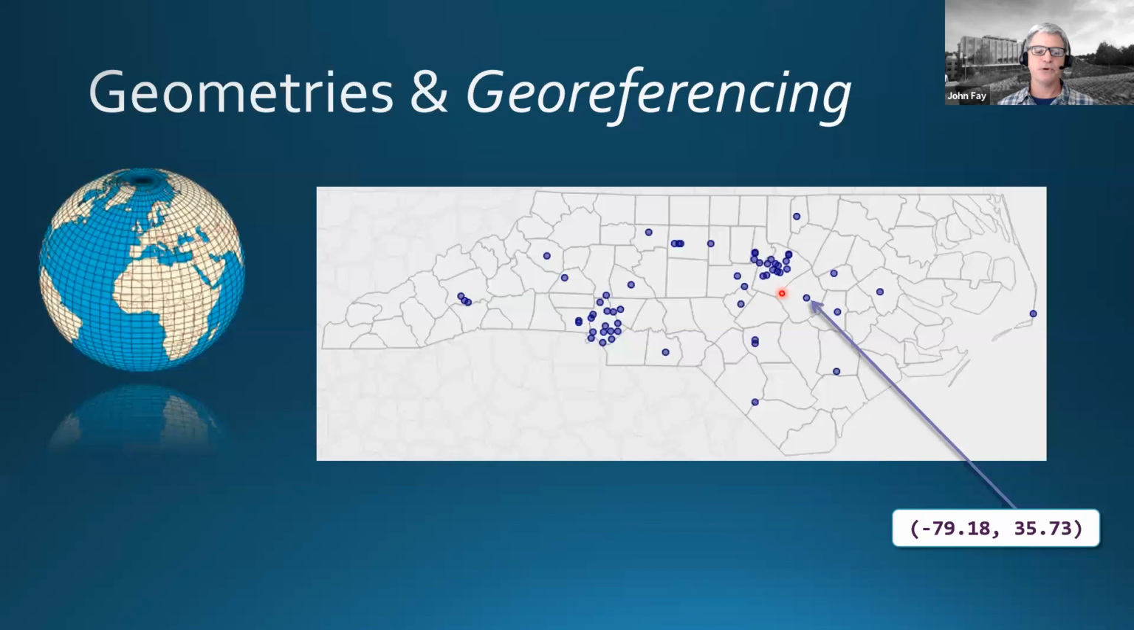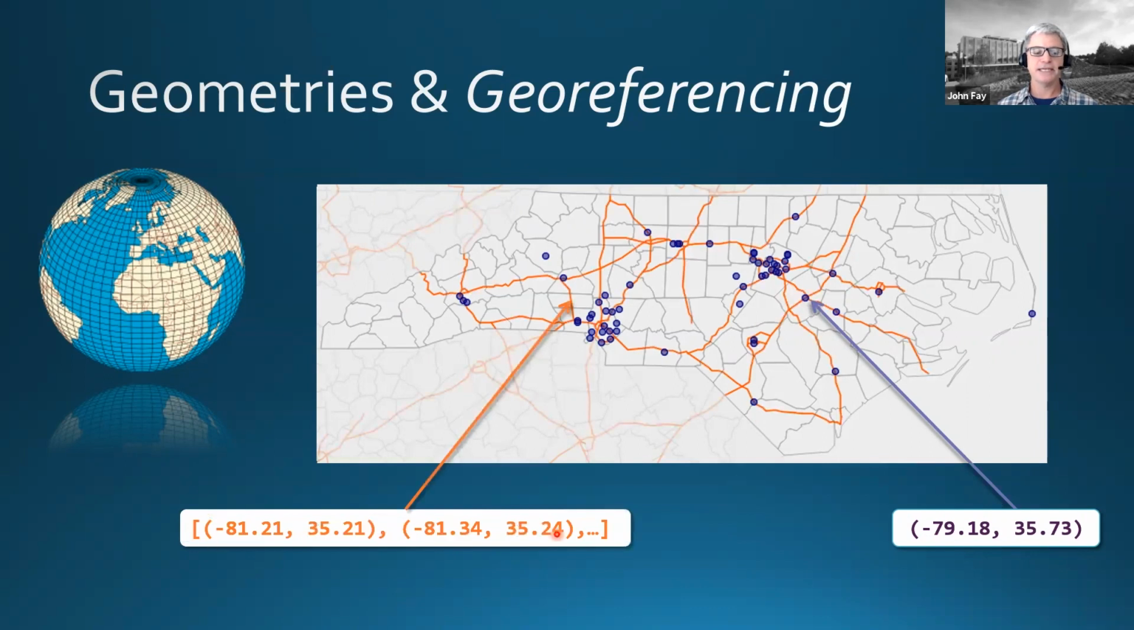You can see I'm just pointing to one feature here. And here's its longitude, 79.18 degrees west of Greenwich, and then 35.73 degrees north of the equator. So that's that point. All these features have those points, and we can have line features as well as a sequence of points. And because these are all using latitude and longitude, all using the same referencing system that is tied to the Earth, we can plot these all on a map.